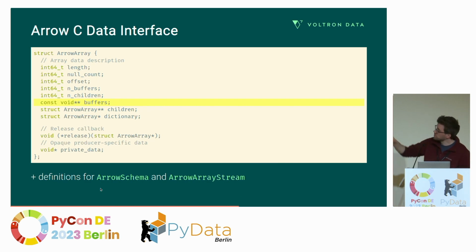How does this work? So that's one example of such a C definition. So it's a struct. And in the end, it's really just pointing to some buffers. Here you have pointers to buffers, and that is being shared with some metadata to know how to interpret those buffers. And some additional tooling to manage lifetime and things like that. There is an array, there's also a schema, so the data type is shared separately, and you have a streaming version of it as well.